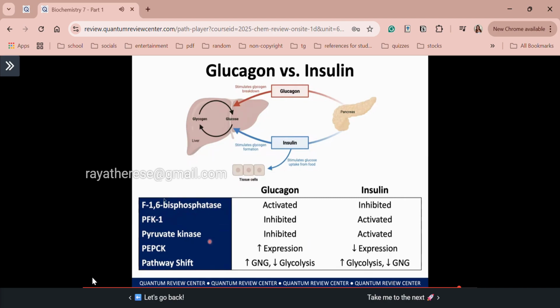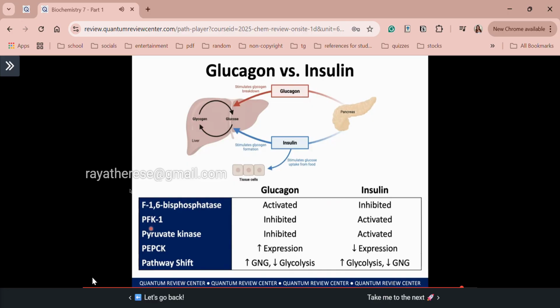Here are the 4 enzymes that are relevant in our discussion. 2 of them are from gluconeogenesis, the F16 bisphosphatase and PEPCK or phosphoenolpyruvate carboxykinase, sorry. And the 2 of them are from glycolysis, PFK1 and pyruvate kinase. So let's check. In the presence of your glucagon, F16 bisphosphatase is activated because again, glucagon favors glucose production. All right, so insulin, of course, inhibits your fructose 1,6 bisphosphatase because again, we need that glucose uptake. We do not need to produce glucose.